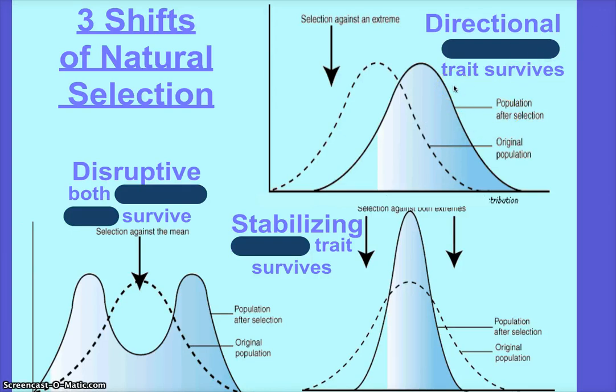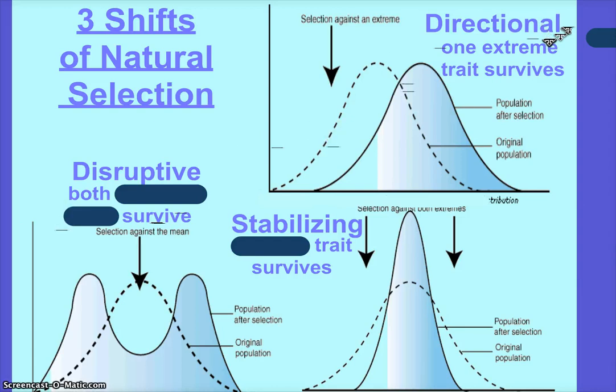I'm going from a bell-shaped curve to directional. What's happening? One extreme survives. One variation within that population is favorable and survives and reproduces and evolves. If I'm in directional, it can be either direction, by the way. Right extreme or left extreme, yes?